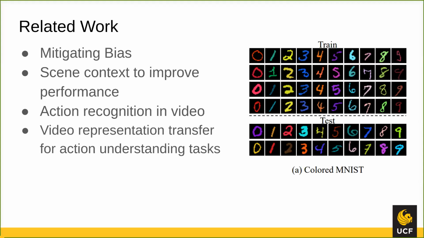There's also been work done in using scene context to actually improve performance. A lot of times, especially in classic methods, being able to use the scene to look for things, especially things like salient edges around the object, can be helpful. And then other related works, just action recognition in video in general, and then video representation transfer for action understanding. That's essentially pre-training. So training a model on one dataset, freezing the weights, and then training a classifier to have it perform well on another task or another dataset.